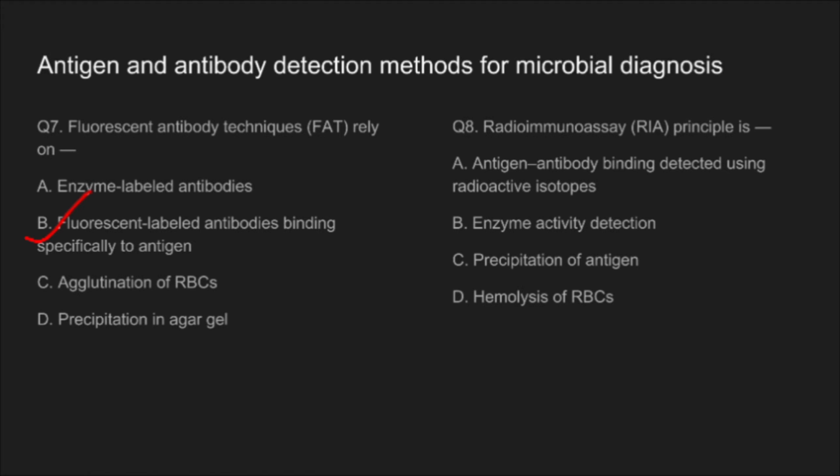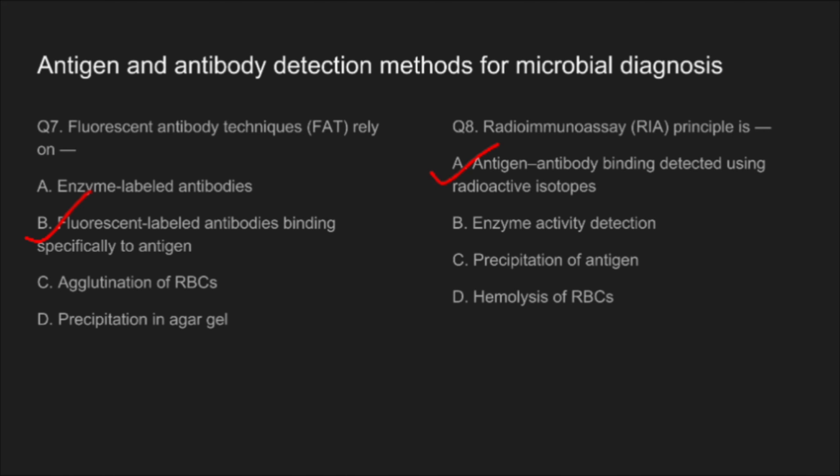Radioimmunoassay, RIA, principle is A, antigen antibody binding detected using radioactive isotopes. B, enzyme activity detection. C, enzyme precipitation of antigen. D, hemolysis of RBC. So the correct answer for this question is option A, antigen antibody binding detected using radioactive isotopes. So these antigen and antibodies are radioactively labeled molecules and they are highly sensitive for low abundance targets.